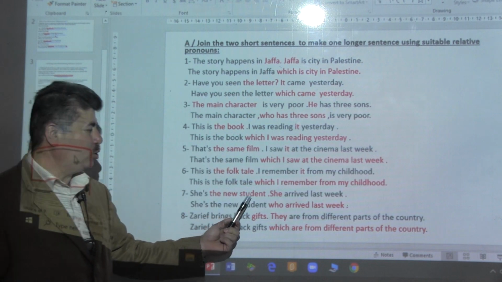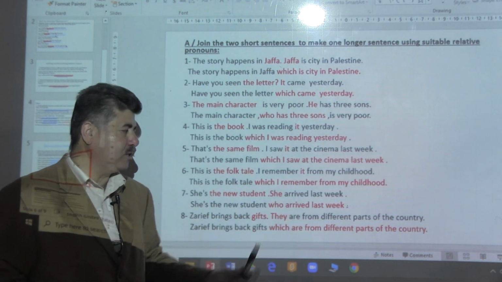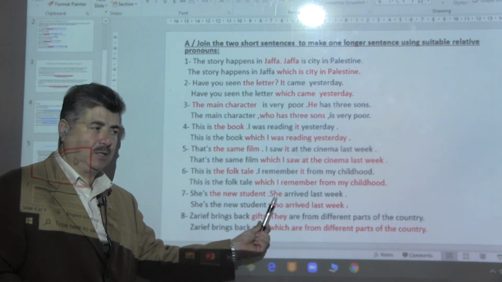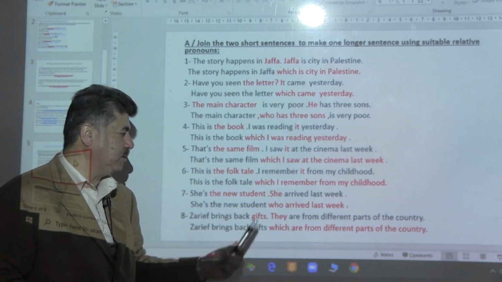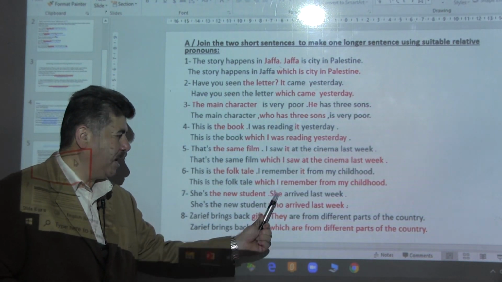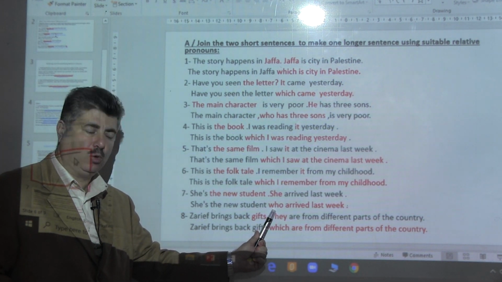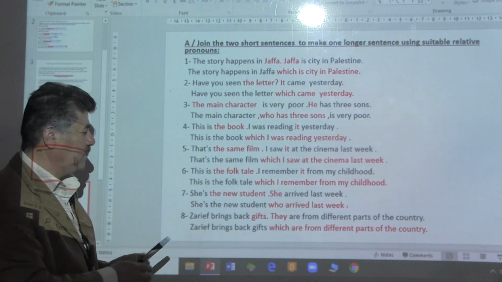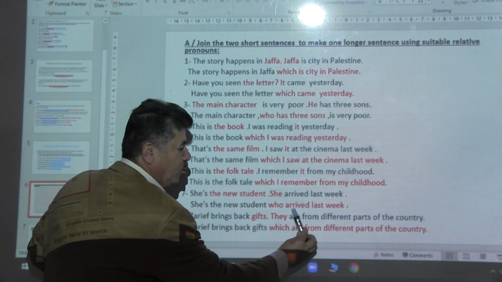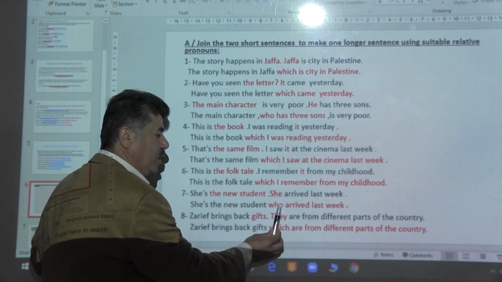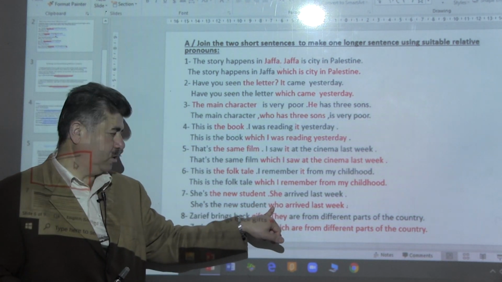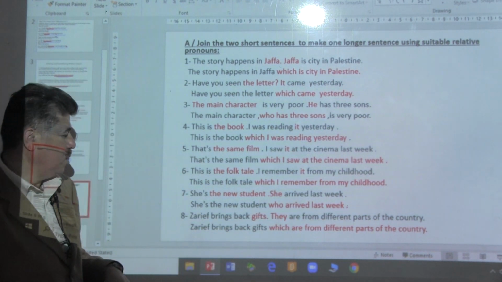She is the new student. She arrived last week. Here, she refers to the new student. But here, she is a subject, not an object after a verb. It's a subject. I use the first sentence as it is: she is the new student. I delete she and replace it with who arrived last week. This sentence: she is the new student who arrived last week. Here, who is followed by a verb, so we are talking about a subject relative pronoun. I can't take this relative pronoun out. I can't leave it out.